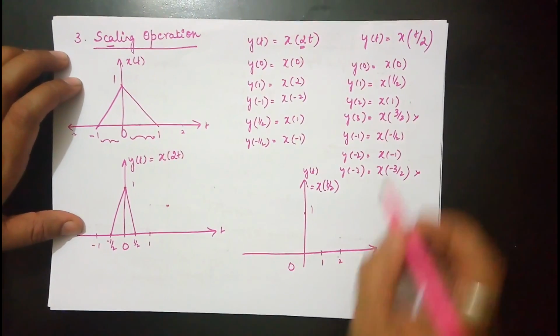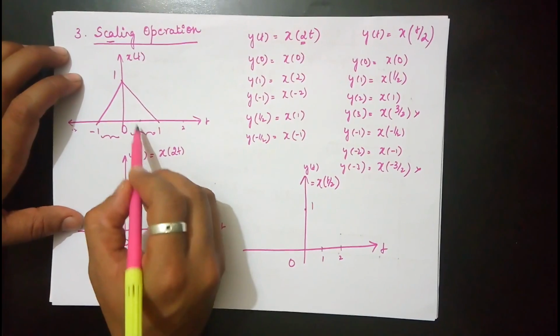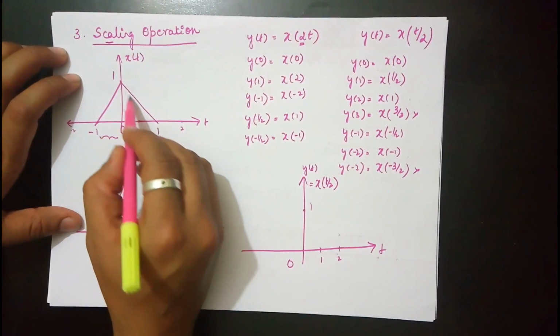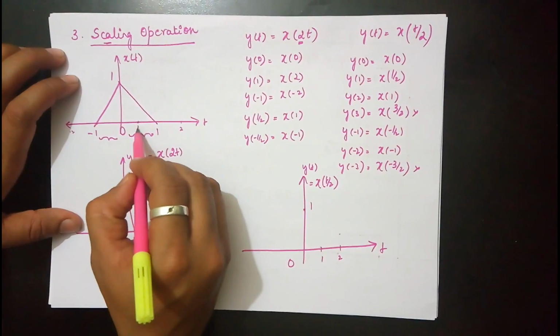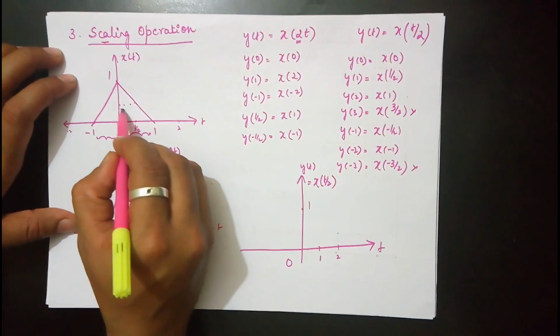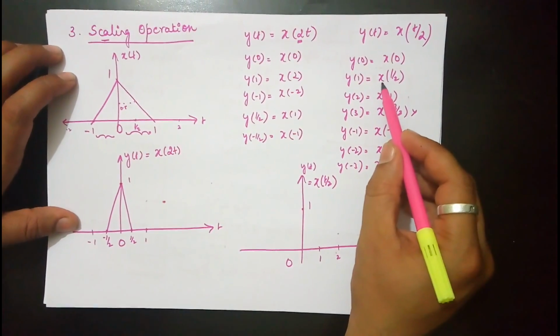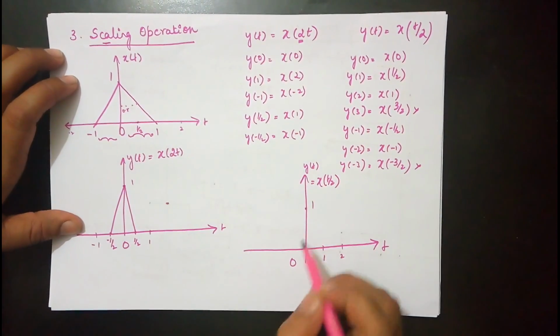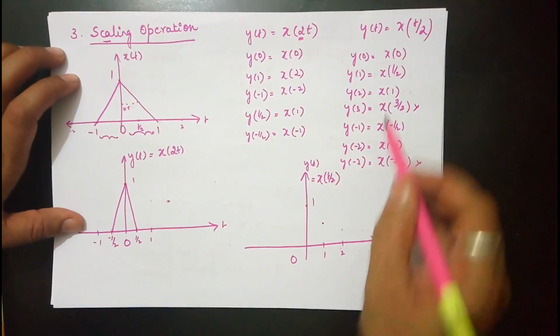Now y of 1 is x of half. What is there at x of half? See, this is a ramp which goes from 1 to 0, from 0 to 1. So at half, I will be having an amplitude of 0.5. So at y of 1 I'll be having x of half. X of half is what? 0.5. So at 1 I'll be having amplitude of 0.5.